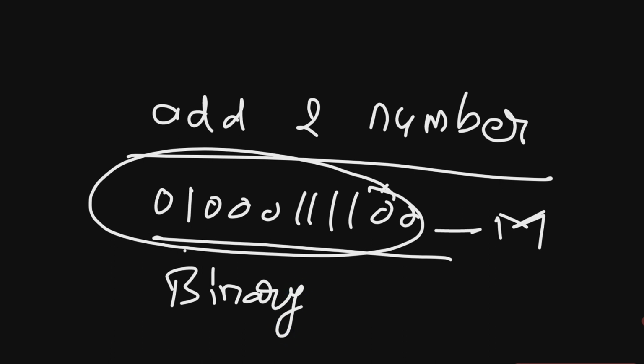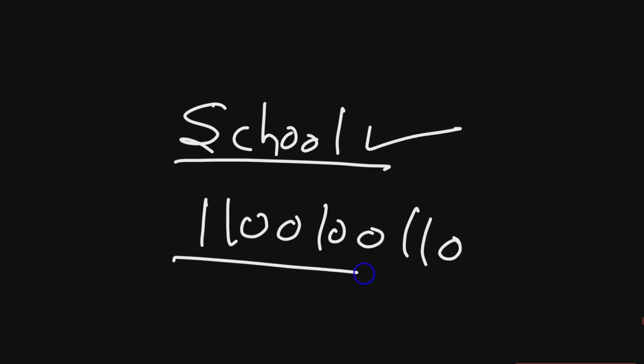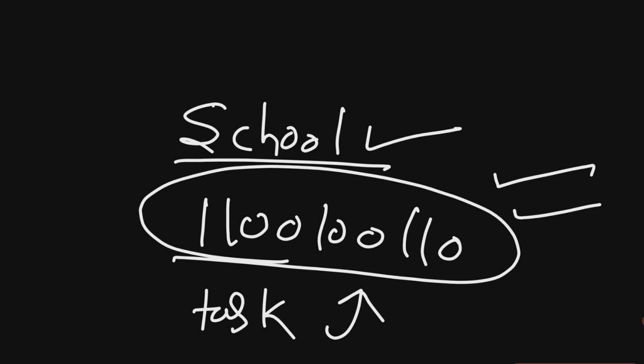This is called the binary language or machine language. But for us it is very difficult to remember zeros and ones. This is called the bit pattern. Suppose if I write a single word like school, it is very easy to remember for me. But if I write this one in zeros and ones, it might be like this. It is very difficult for me to remember these instructions. But in order to give any task to the computer, I have to give the instructions in machine level language only.